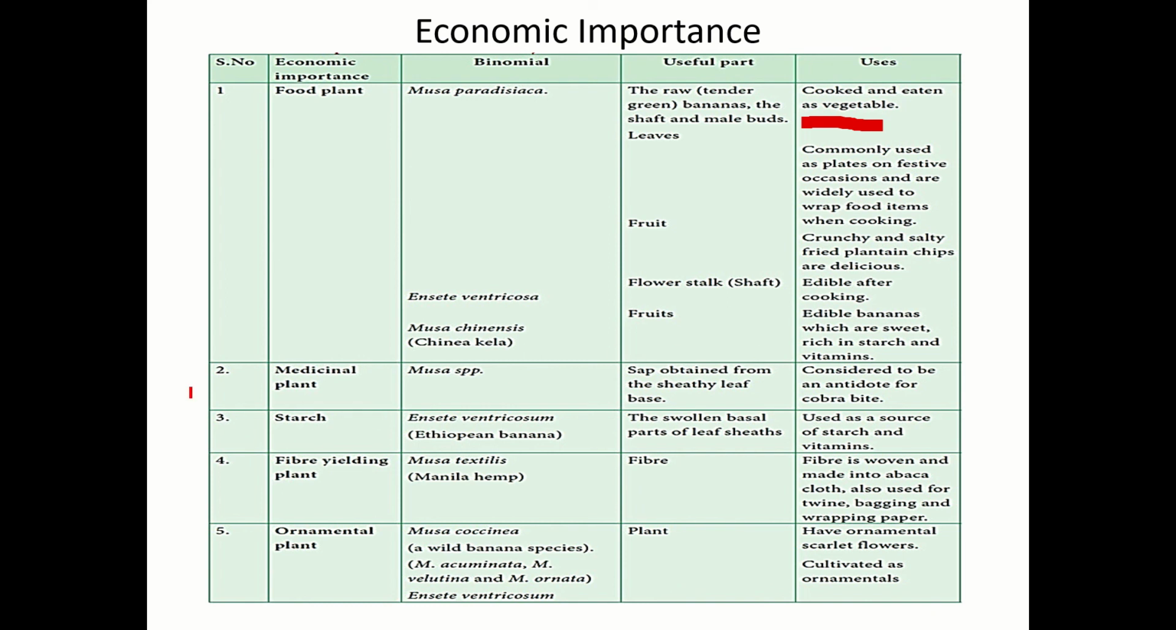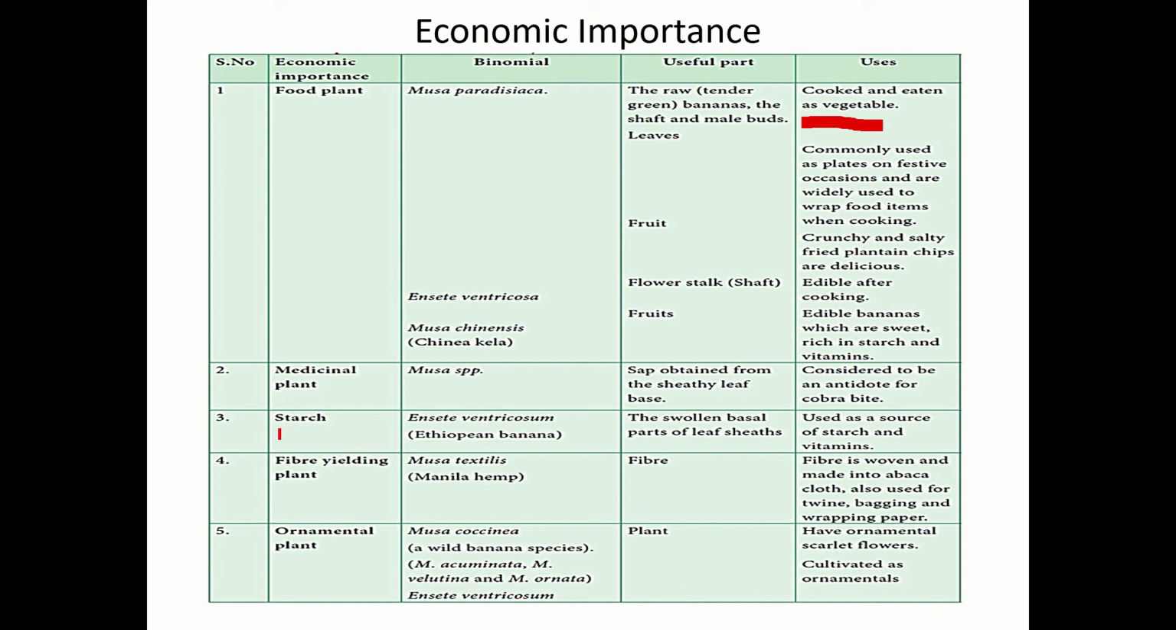Now we'll come to the medicinal aspect of it. The sap obtained from the leaf base is used as medicine, considered to be an antidote for cobra bite. Okay. The roots and stems of Musa paradisiaca are used as tonic in blood and venereal diseases. The juice of flowers is mixed with curds and is used in dysentery and menorrhagia. All right. Banana powder is also used in dysentery.